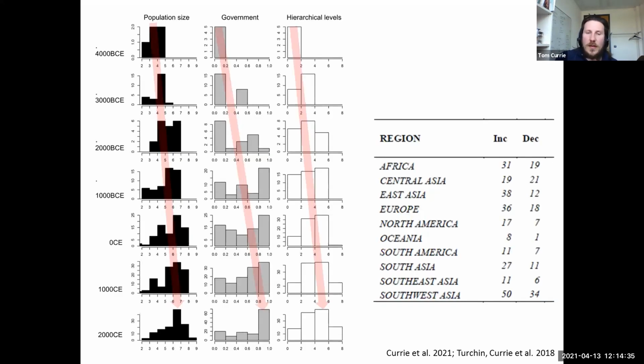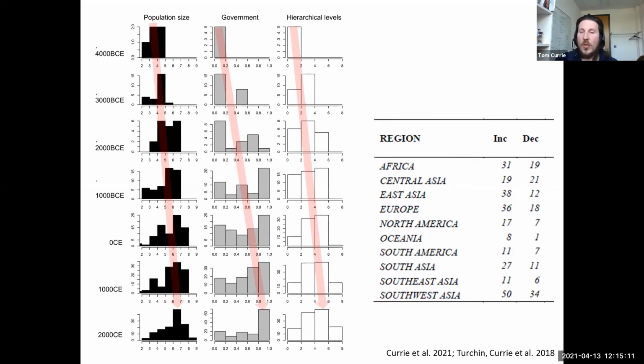We can take the historical database we talked about, which tracks these changes over time. If we look at population size changing over time, or measures of government complexity, or number of hierarchical levels, we see a shift in the right tail of these distributions, but we're also seeing a reduction in the left-hand tail. So we're seeing a shift of the whole distribution towards more complex societies.